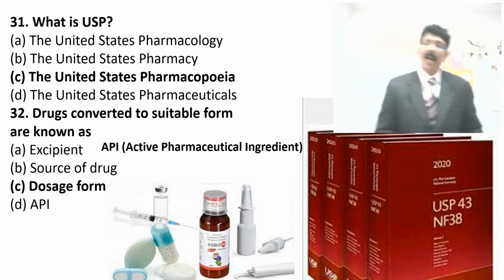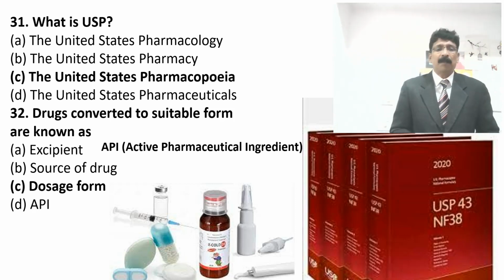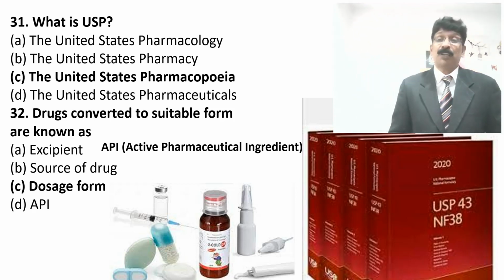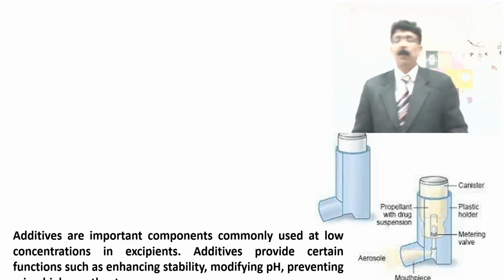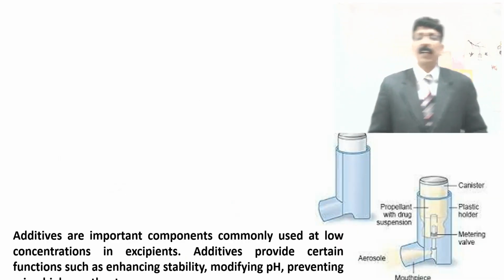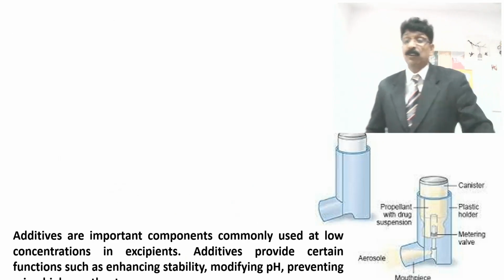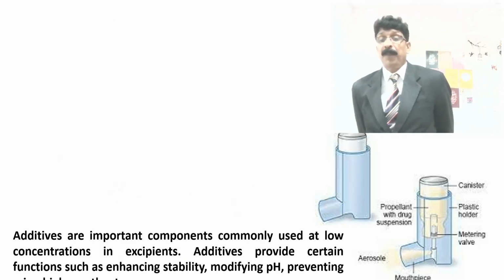API, active pharmaceutical ingredient, or an active principle, is not a dosage form. It is not a converted suitable form for the patient to take or administer a drug. So dosage forms are the suitable forms. And you can see now additives means what, and what is the aerosol, and what do you mean by this?